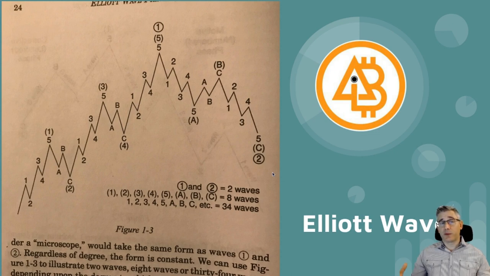Now if we zoom out a little bit, we can look at the numbers in parentheses. This is a 1, this is a 2, this is a 3, this is a 4, this is a 5, with the three-movement correction of A, B, and C. If we zoom back a little bit further, we can see this is only the beginning, because this is 1, 2, the first leg of the Elliott wave. So it pretty much doesn't matter whether it's bullish or bearish. It matters where you're looking and what time frame you're looking at.